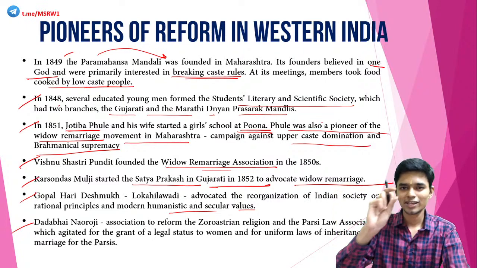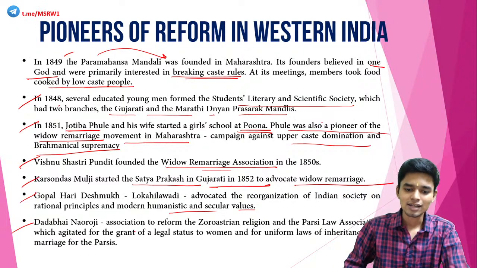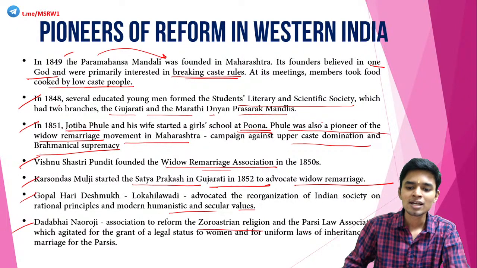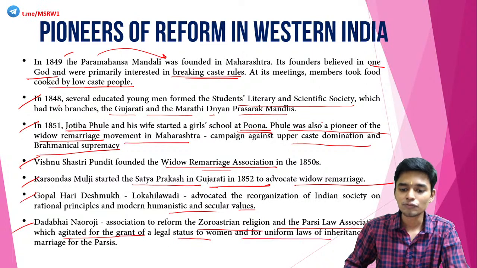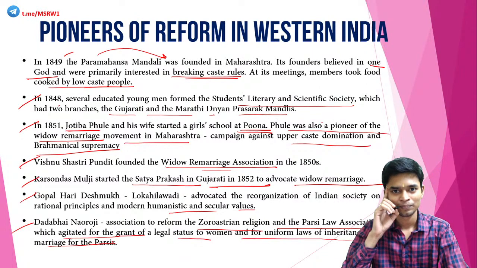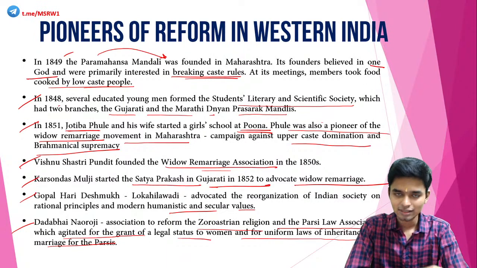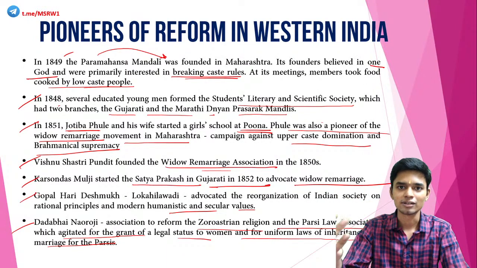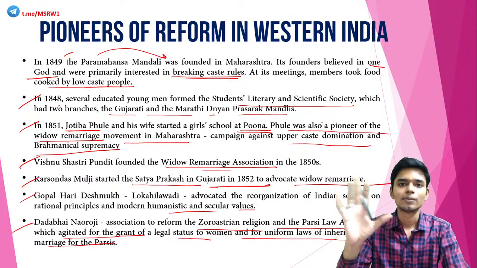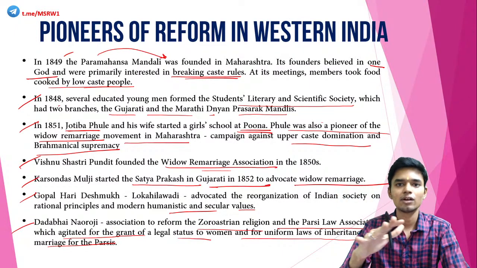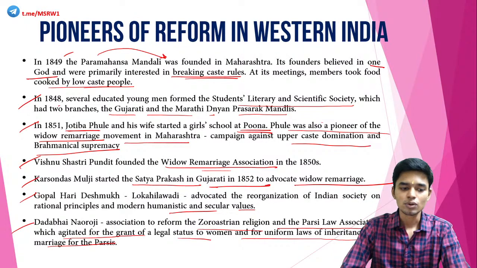But for now, let's look into a very small aspect of his life. He started the association to reform the Zoroastrian religion and the Parsi Law Association, which agitated for the grant of a legal status to women and for uniform laws of inheritance and marriage for the Parsis. So he was a Parsi by religion. He tried to reform the Parsi religion, the Zoroastrian religion, and also agitated for the grant of legal status to women. Even now, the Parsi community is a community in which women are given a very good level of education compared to other communities. So Dadabhai Naoroji was one of the pioneers of reforming this religion and bringing in legal status to women and applying uniform laws of inheritance and marriage for the Parsis.